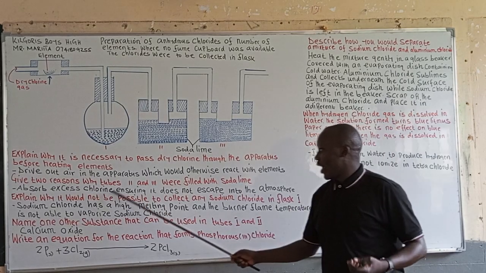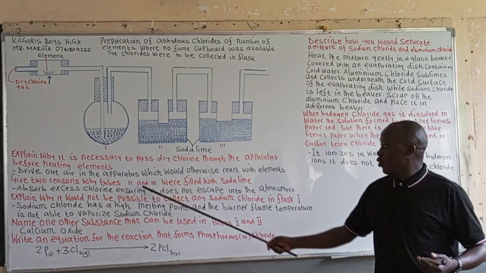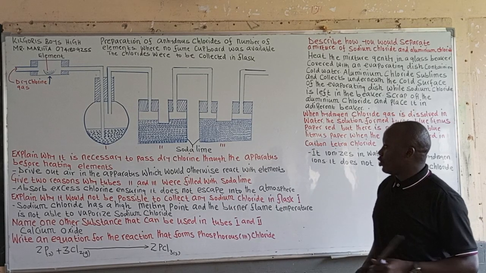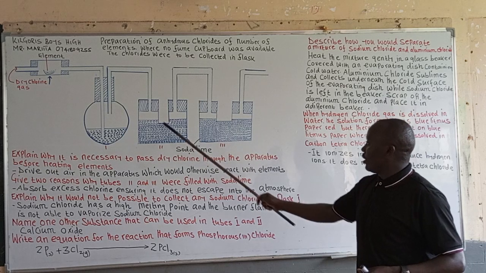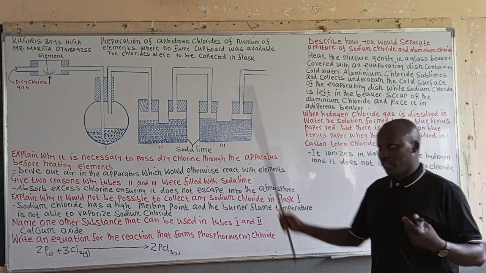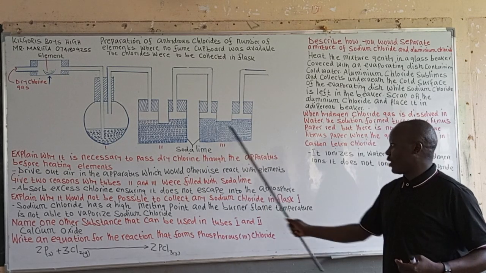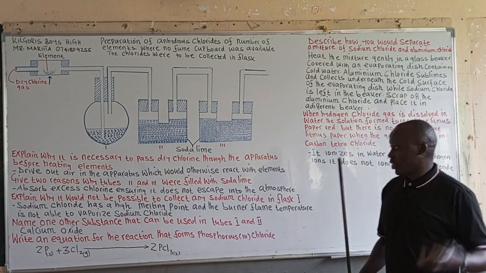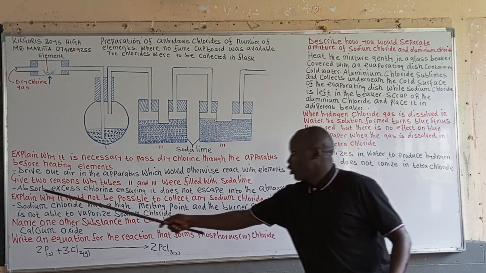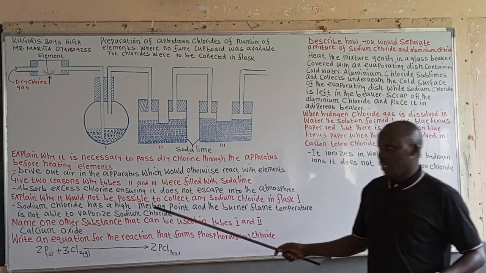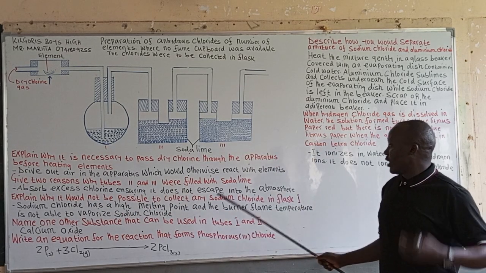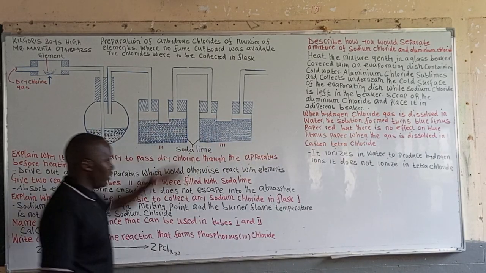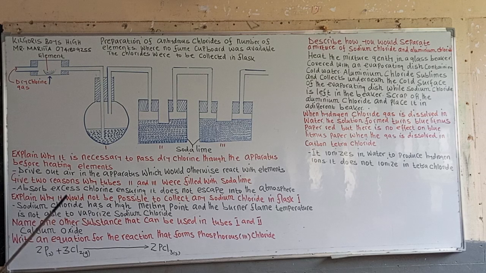Give two reasons why tubes 2 and 3 were filled with soda lime. So we have this is tube 2, and this one is soda lime. Give a reason why the tubes are filled with the soda lime. Just to say it will absorb excess chlorine, ensuring that it does not escape into the atmosphere. That's why the two tubes are filled with the soda lime.